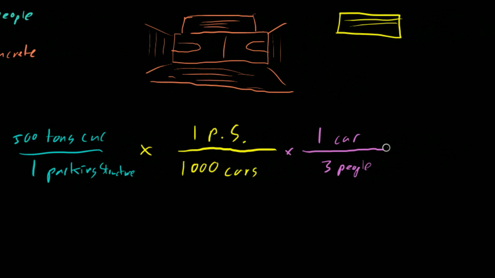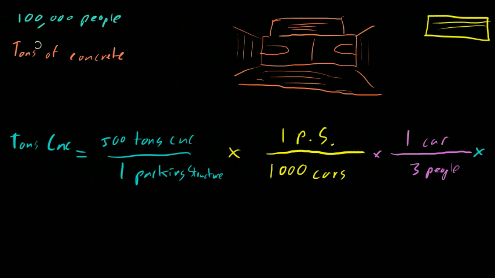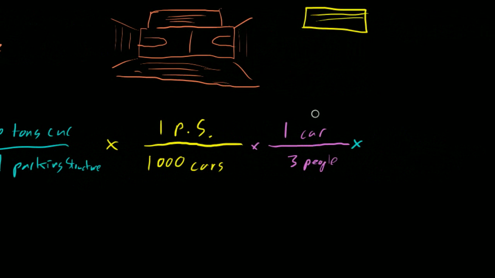And then finally, we can say how many people we are going to have. The maximum that we could ever possibly have at our game is 100,000 people. So we are going to multiply this times 100,000 people. Now you can see that all of our units are going to cancel out.